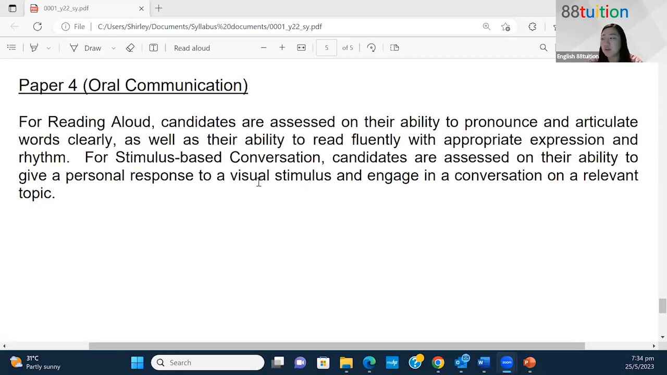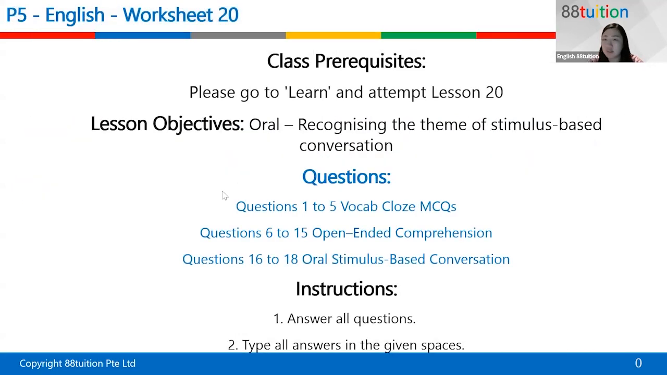Now, when it comes to stimulus-based conversation, they will assess you based on your ability to give a personal response based on a visual stimulus. And the visual stimulus is usually in the form of a photo, pictures, or maybe an advertisement. And then you are supposed to engage in a conversation on a relevant topic. So our key idea here today is to be able to identify the topic even before you sit down in front of the examiner.